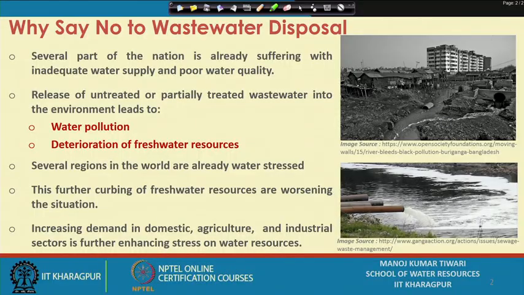The wastewater disposal which we have been engaged with since quite some time now: if you see the scenario, there are several parts of the nation already suffering with inadequate water supply and poor water quality. Every now and then we see that there is drought in this state, drought in that state, particularly the western states and central states in the country, which suffer more from these kinds of drought situations. We do not have an adequate amount of water for fulfilling our domestic needs, industrial needs, agricultural needs.